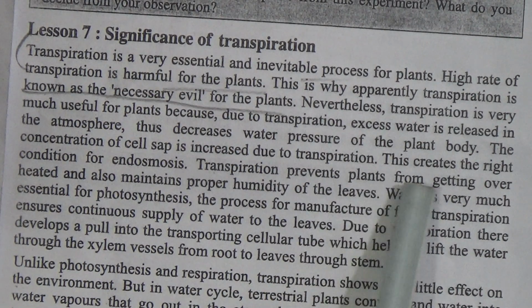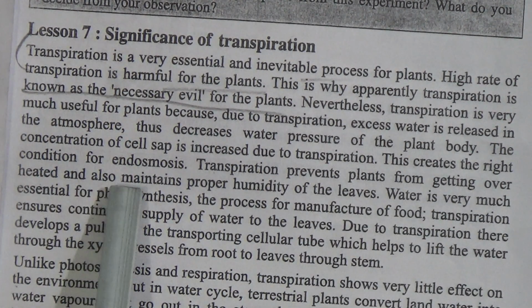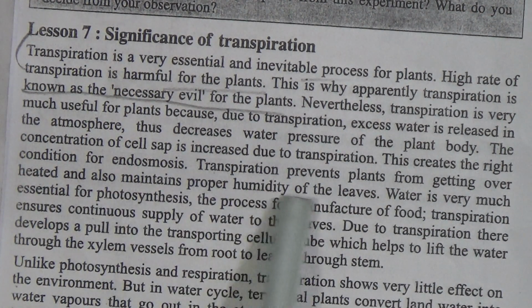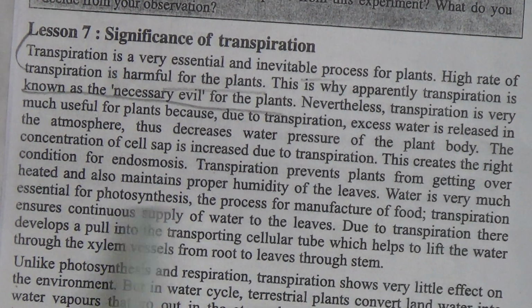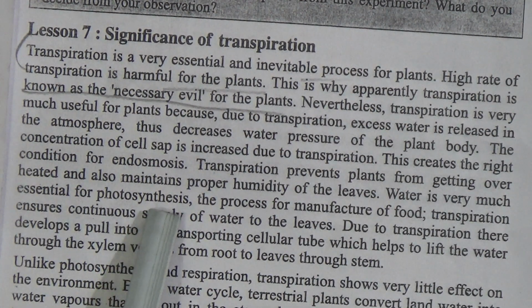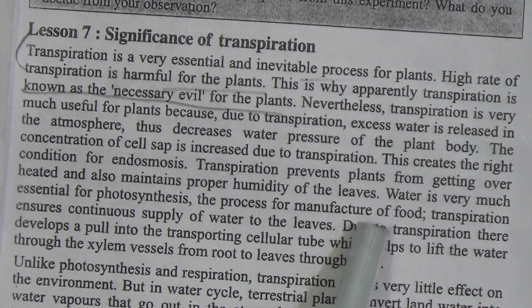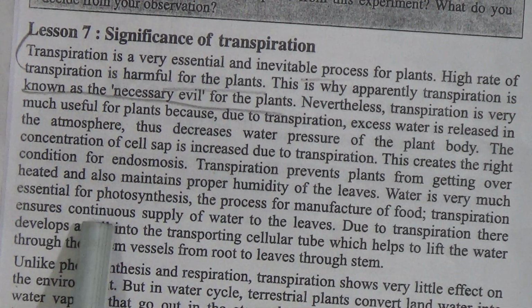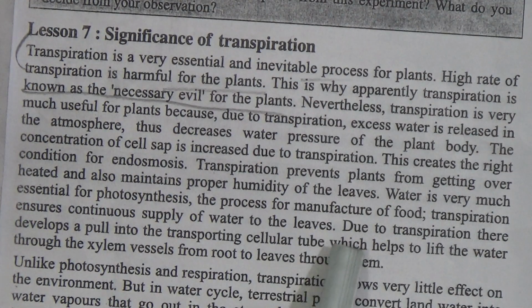Transpiration prevents plants from getting overheated and also maintains proper humidity of the leaves. Water is very much essential for photosynthesis, the process for manufacture of food. Transpiration ensures a continuous supply of water to the leaves.